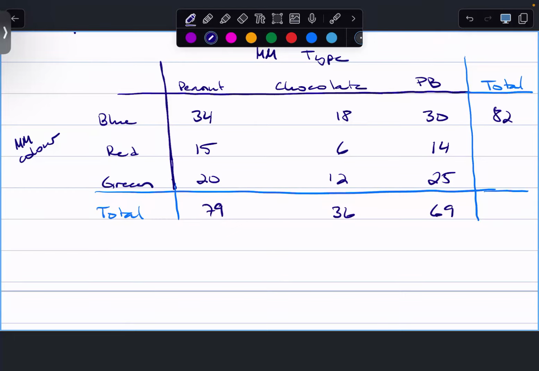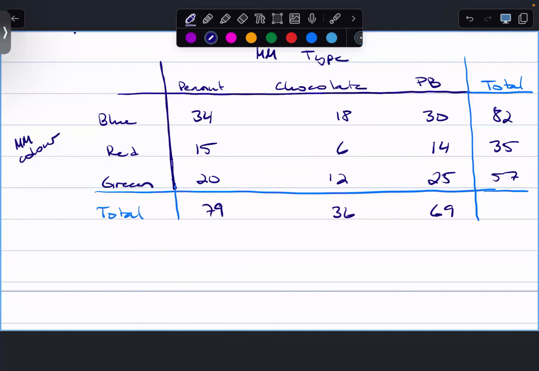And I did 82, 15 plus 6 plus 14, 20 plus 12. I thought I hit something wrong there. 57. And then these totals should of course be the same regardless of if you're going down the columns or down the rows or across the rows. 82 plus 35 plus 57.